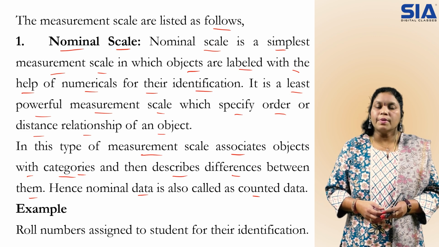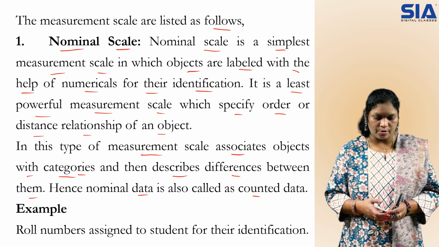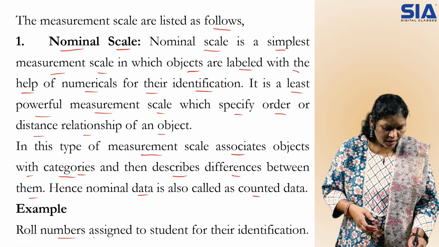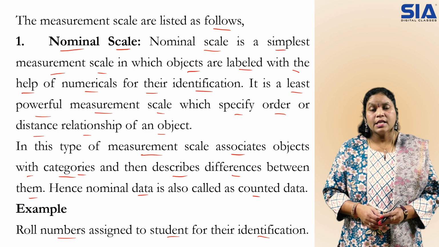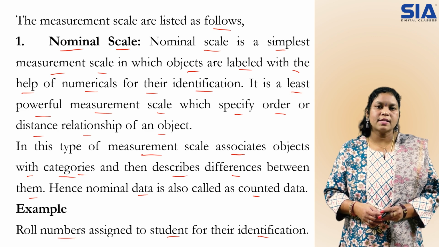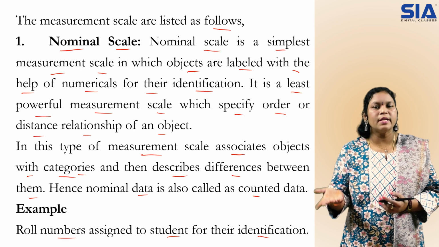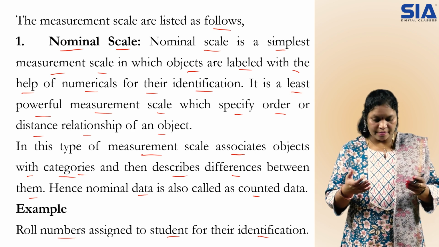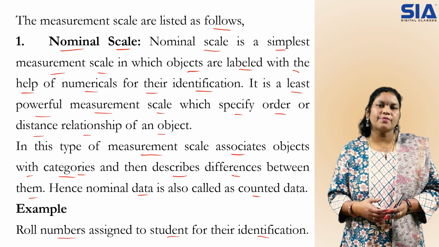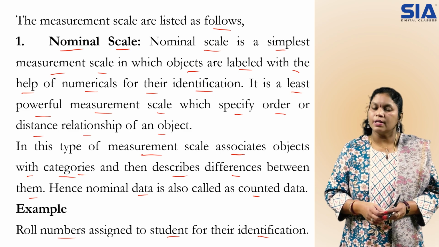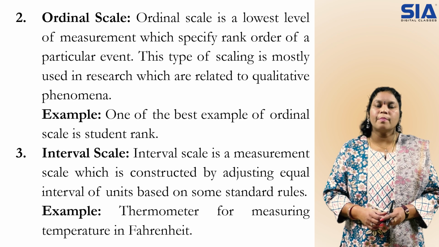So that is about the nominal scale. Let us check an example of where it works. For example, roll numbers assigned to students for their identification. Roll numbers are in numbers. So we have some roll numbers of the students, and using that we can specify the data. That is an example of the nominal scale.